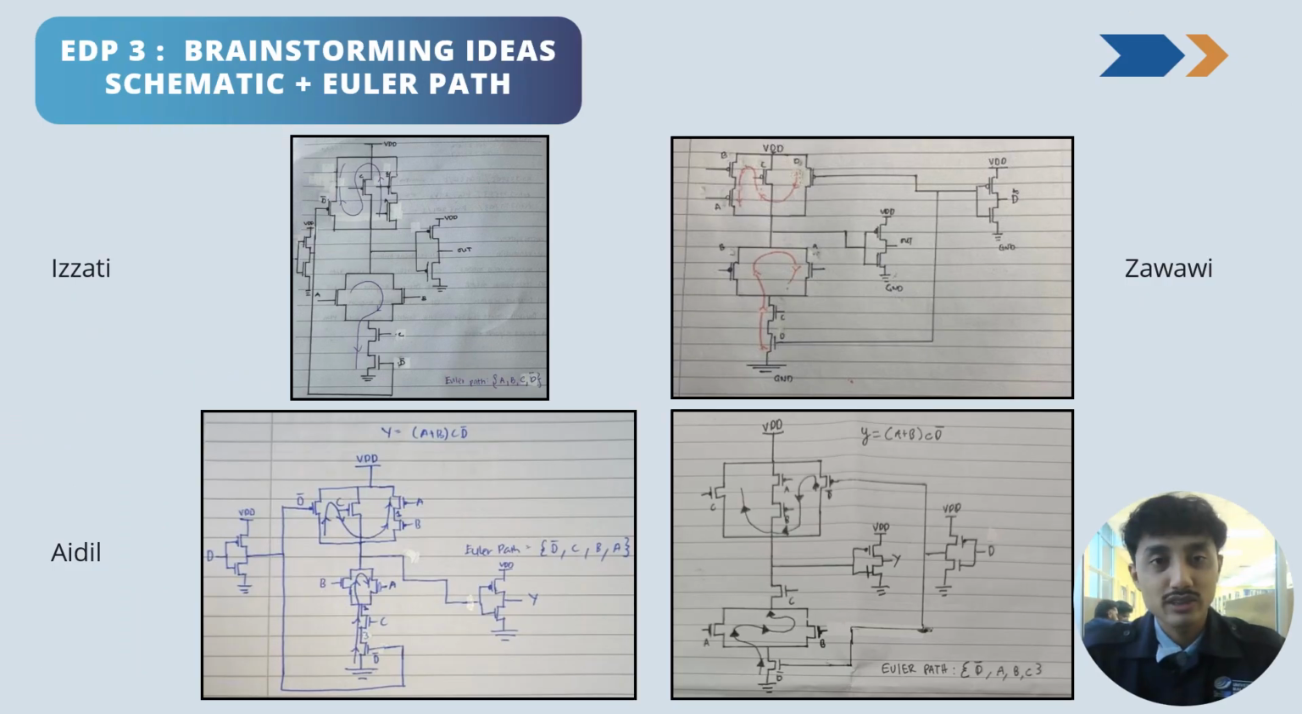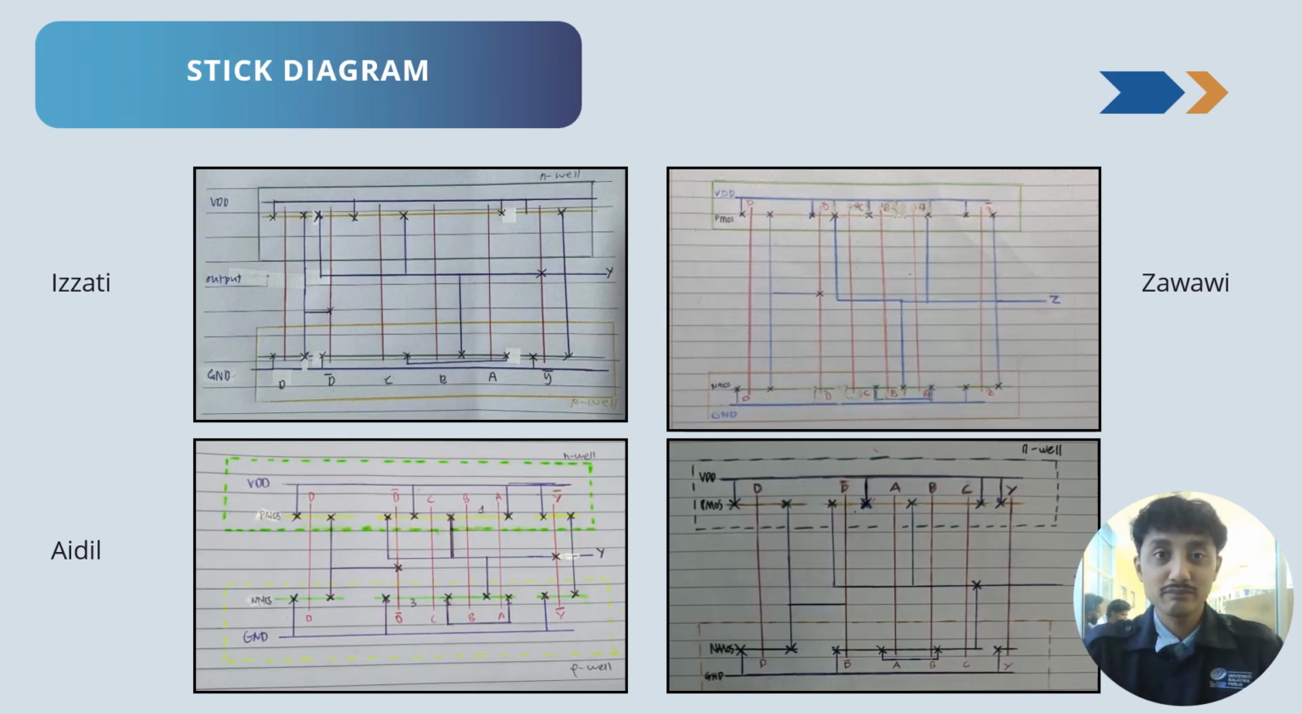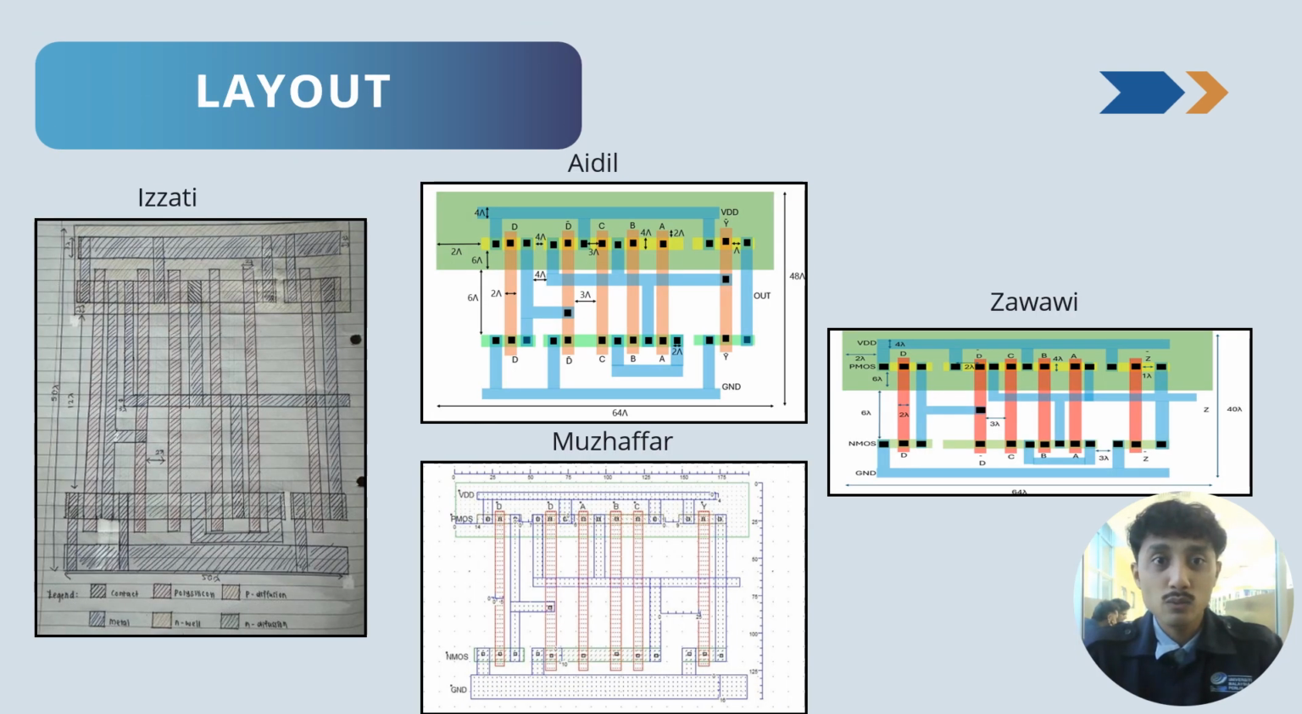At this point of EDP, which is to brainstorm ideas, each one of us came up with a sketch of the schematic plus Euler path diagram, stick diagram, and layout with DRC associated with it.